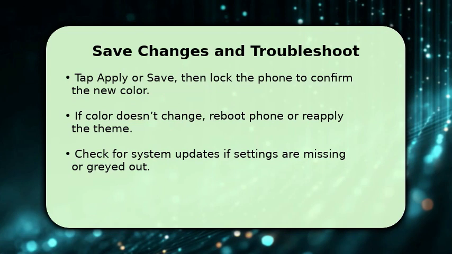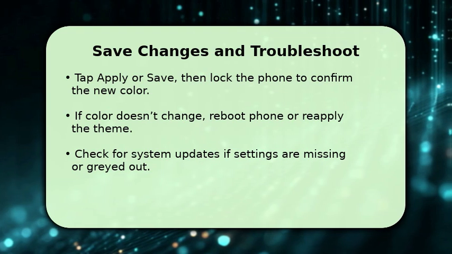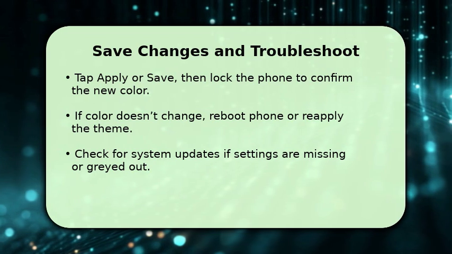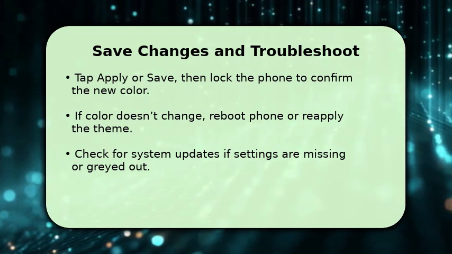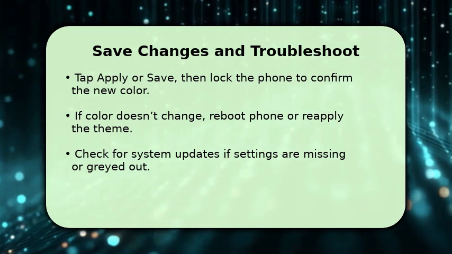Finish by tapping Apply or Save, then lock your phone to confirm the new time color on the actual lock screen. If you don't see the change, reboot and reapply the theme. Sometimes the system needs a refresh. Make sure you didn't edit Always On Display separately. If present, change that clock too.